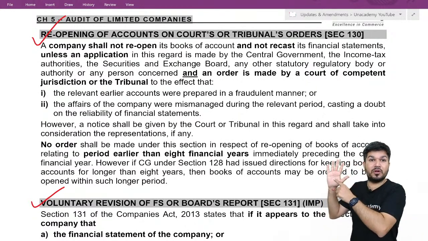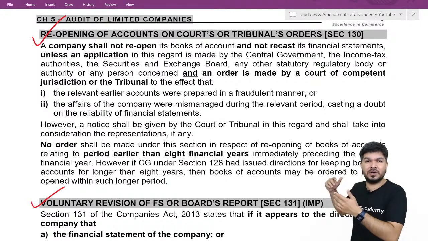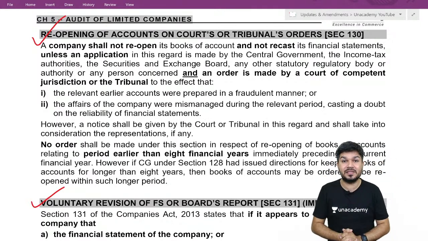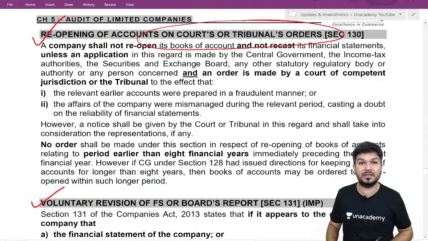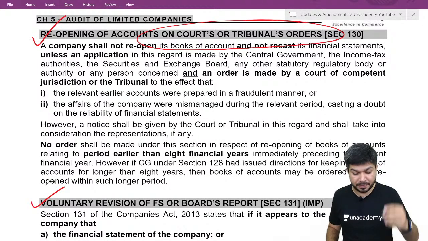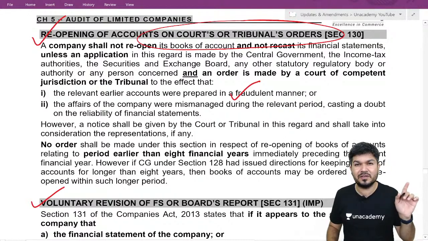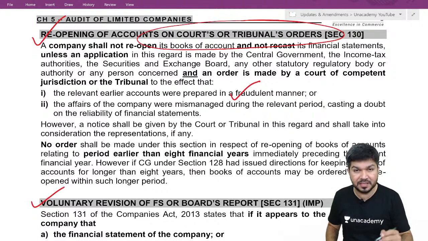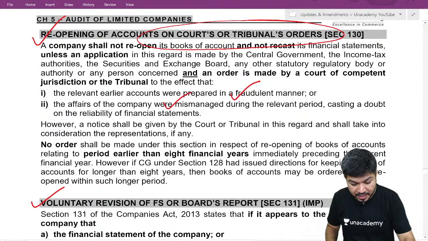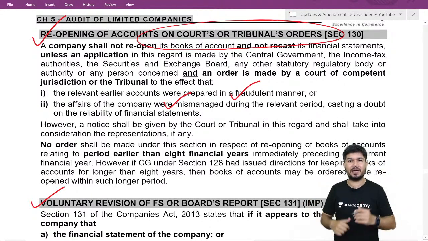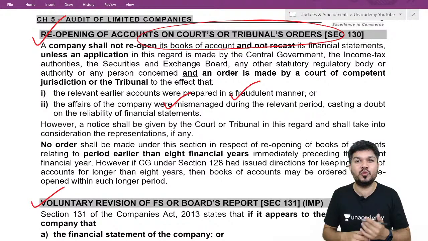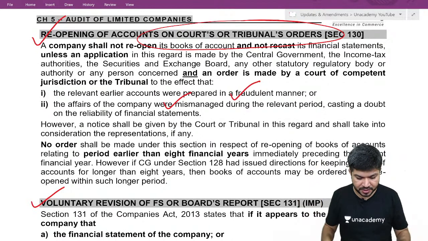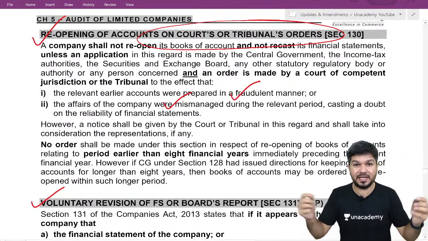Imagine the books are already approved by the board of directors, audited, and given to shareholders. Now, this is reopening on court or tribunal's order. When will the court or tribunal tell you to reopen? Whenever they feel that the accounts are prepared in a fraudulent manner or the affairs of the company were mismanaged, which casts a doubt on the reliability of the financial statement, then the court or tribunal can order you to reopen the books and change them. So reopening and then changing it, recasting.